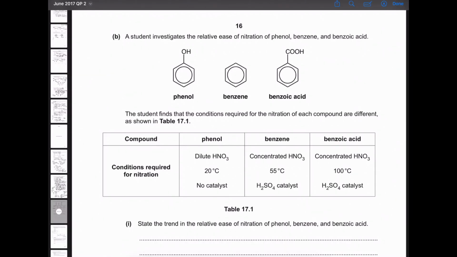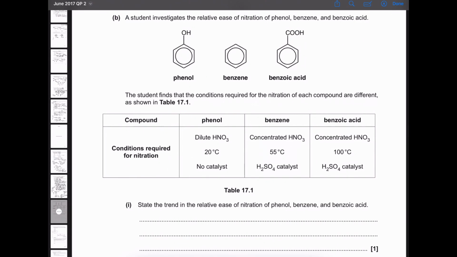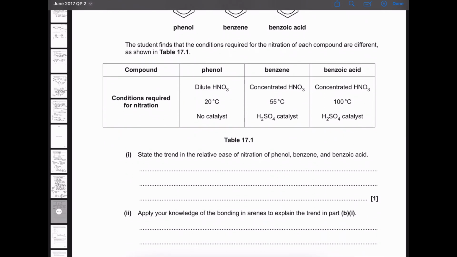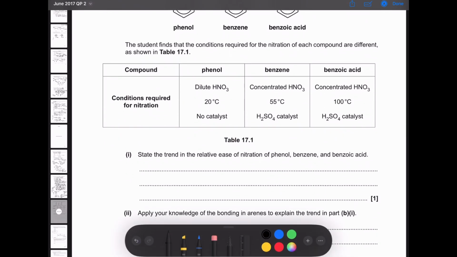A student investigates the relative ease of nitration of phenol, benzene, and benzoic acid. Student finds the conditions required for the nitration of each compound are different. State the trend in relative ease of phenol, benzene, and benzoic acid. Well, two things tell me this is going to be a really short answer. It's 1 mark, and it's state rather than explain. That's the next one. So, literally, all we have to do is say phenol is the most reactive, or easy to nitrate, I don't mind how you phrase it. Benzoic acid is the most difficult, or least reactive.